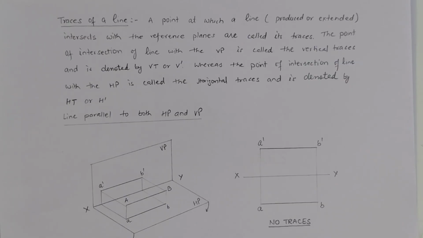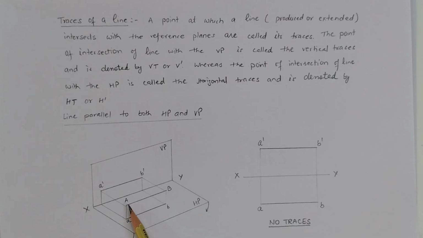So there are several cases of lines, and we will discuss them one by one. The very first is when the line is parallel to both HP and VP. This is the position of the line in the coordinate system. AB is the line, and this line is parallel to XY, meaning parallel to the vertical plane as well as the horizontal plane.